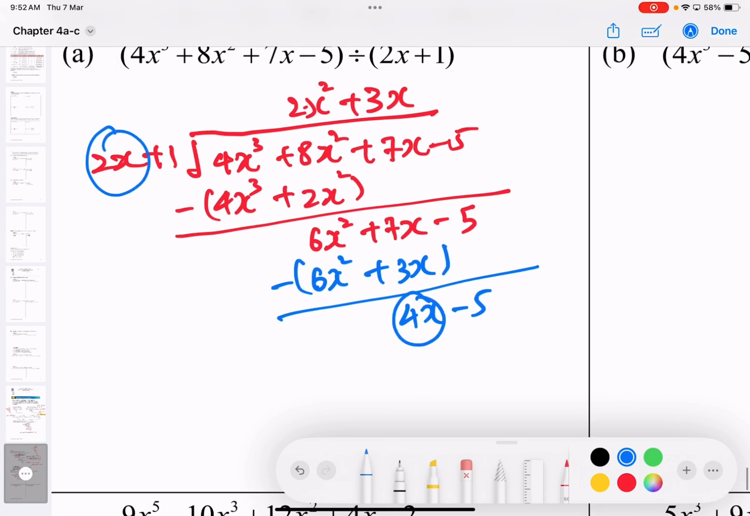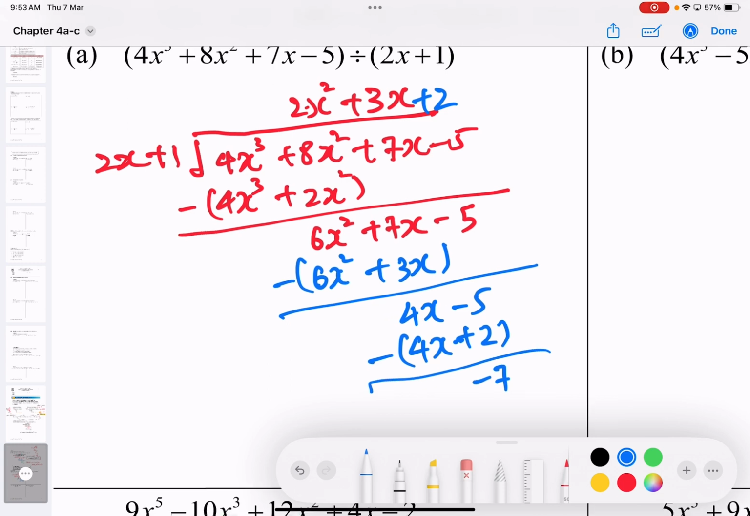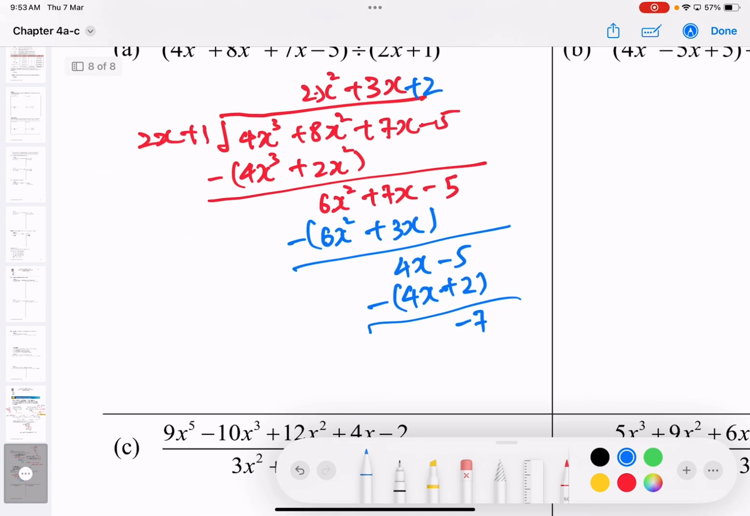I have 4, I have 2. I need to multiply by 2. And that would conclude my game. Alright? So this one, I'm going to get 4x plus 1 multiplied by 2 gives me a plus 2. I minus it off. My final answer, minus 5 minus 2 gives me negative 7. So can you please check your answer once you have done it? See that you have the same thing as me. Alright, if I make any mistake, please do let me know.